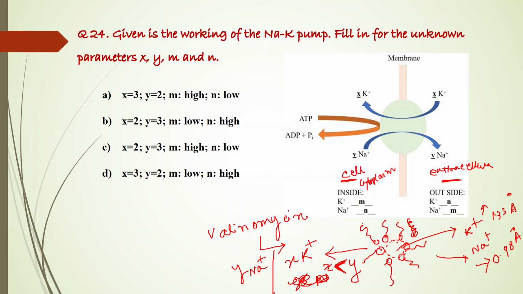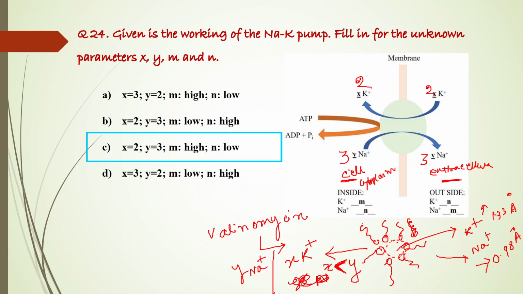That is what happens as well. 3 Na plus are taken outside the cell and 2 K plus ions are transported inside the cell. So our X is 2 and our Y is 3.